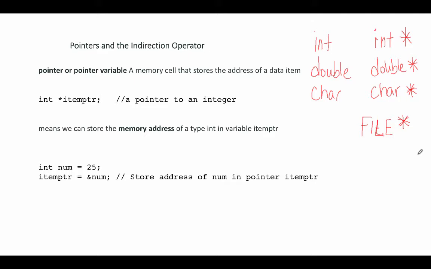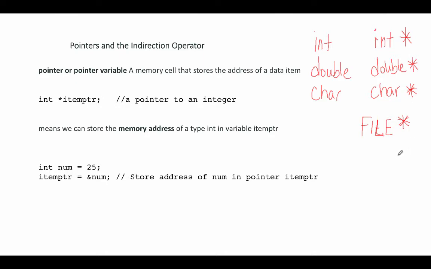Now it's very important to understand that if you have an integer pointer, that integer pointer must point to an integer. You cannot have an integer pointer point to a double or a character pointer point to an integer. It's very important to understand that you have to be consistent in the type of data that your pointer is pointing to. A file pointer points to a file.